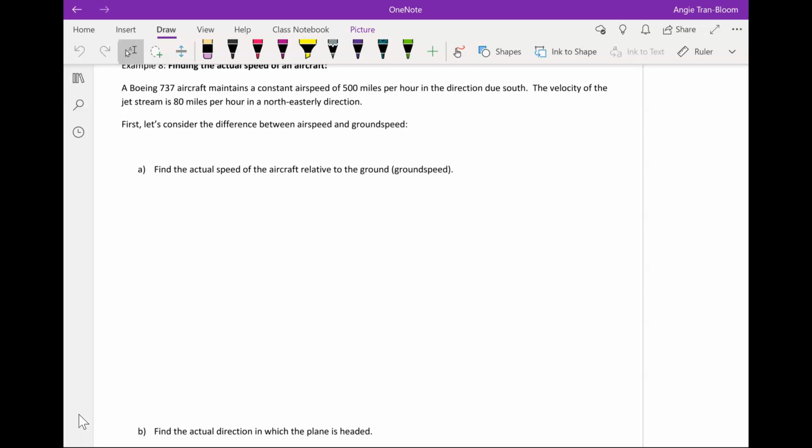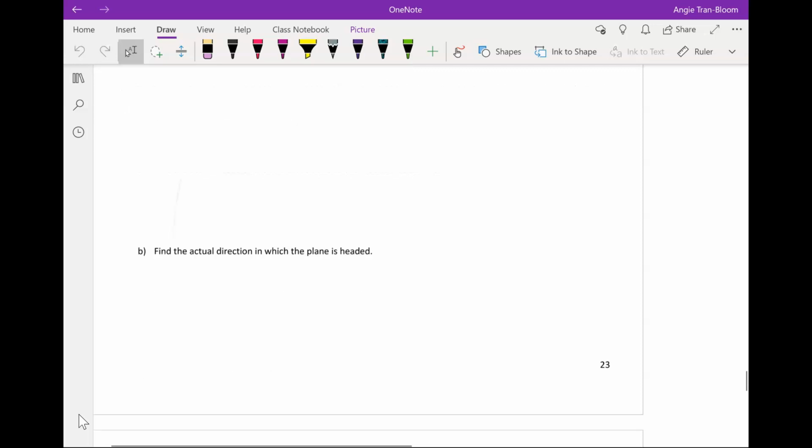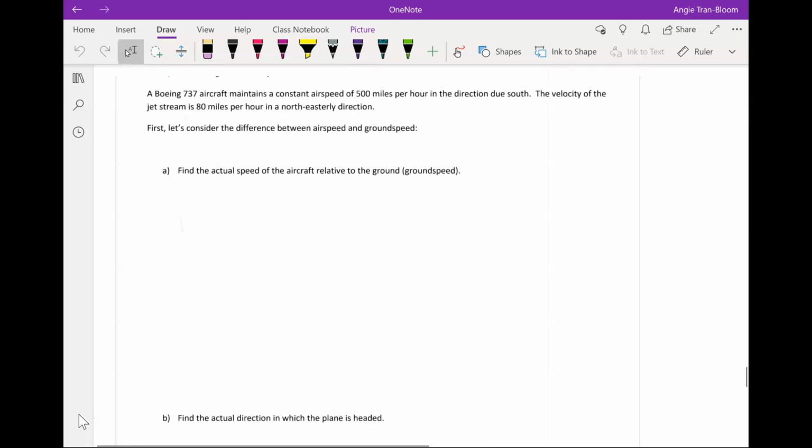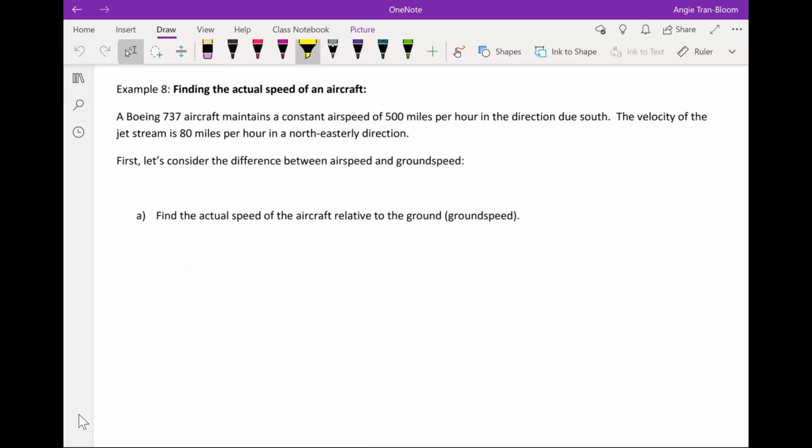Part A, find the actual speed of the aircraft relative to the ground, aka ground speed. Part B, find the actual direction in which the plane is actually headed. So they give you some important information here. First piece of information, they give you airspeed of 500 miles per hour, and that is going due south. Due south is just nothing but going south. So if you see the words due east, due west, due south, due north, that's just going straight up, straight down, north, south, east, west.